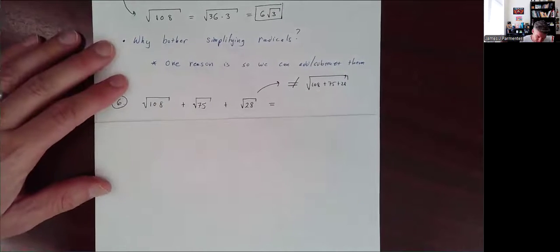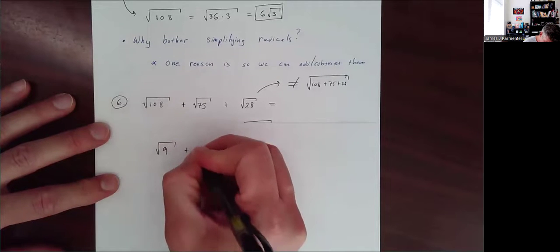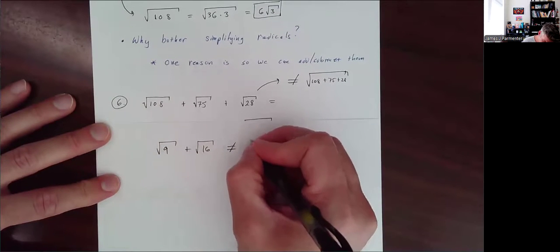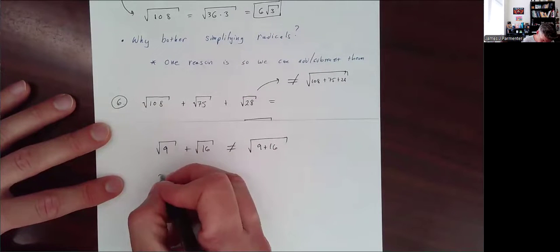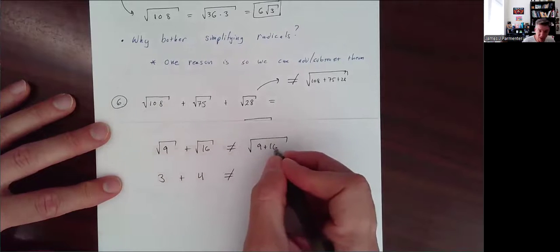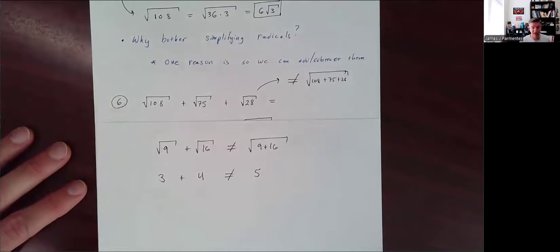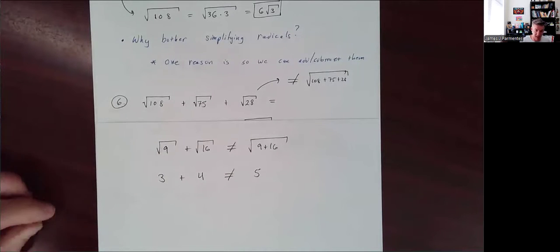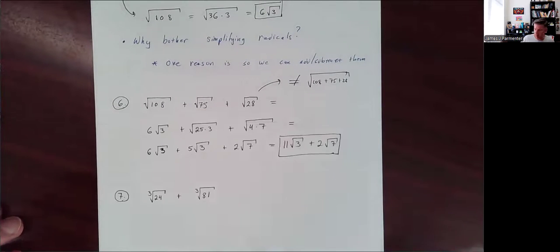My favorite example of how you can't do this is the square root of 9 plus the square root of 16 does not equal the square root of 9 plus 16. Let's check. Square root of 9 is 3. The square root of 16 is 4. And 9 plus 16 is 25, and the square root of 25 is 5. And oh yeah, 3 plus 4, which is 7, definitely does not equal 5. So we really, really, really cannot add square roots together by adding the arguments together and then taking the square root of the whole thing. Okay.